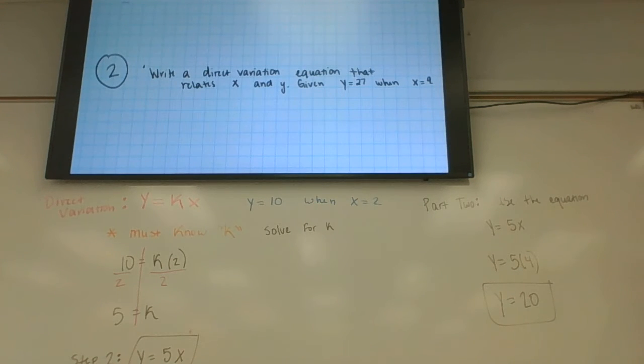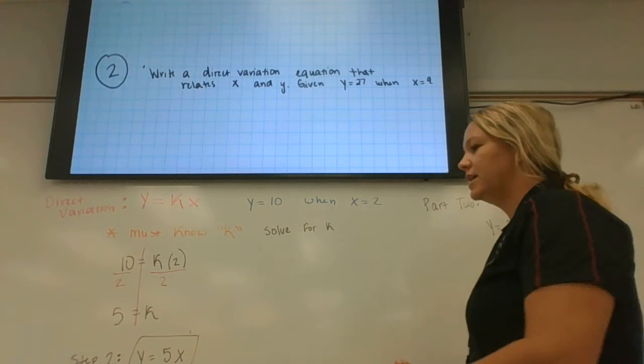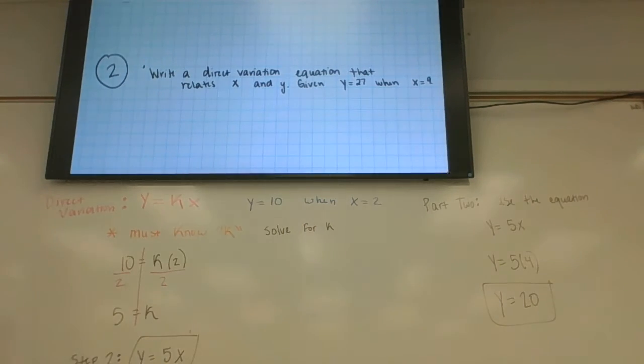Write a direct variation equation that relates x and y. Y is 27 when x is 9. What do you guys think k is? 3. Like, how do you go from 9 to 27? You're multiplying 9 by 3. So I'm picturing the equation. I'm wondering what k is. Well, I can picture it. It has to be 3.